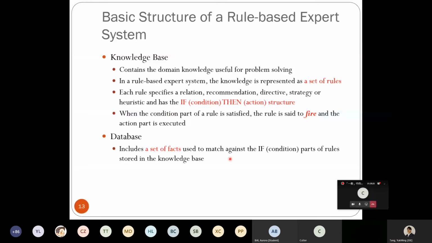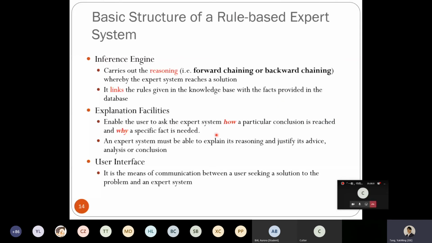Because when the computer needs to identify whether the condition can be fired, it needs some fundamental knowledge. So these are the facts database. And then we have the inference engine, which is used to carry out the reasoning. We have forward chaining or backward chaining. Then we link the rules in the knowledge base with the facts provided in the database, and carry out the reasoning to answer questions from people. Finally, we have the explanation facilities and user interface to communicate with the users of the expert system.